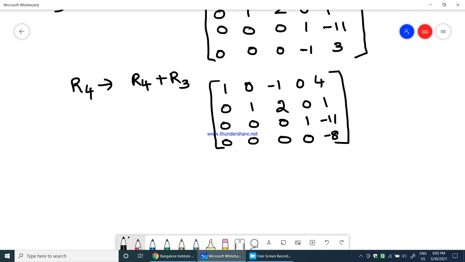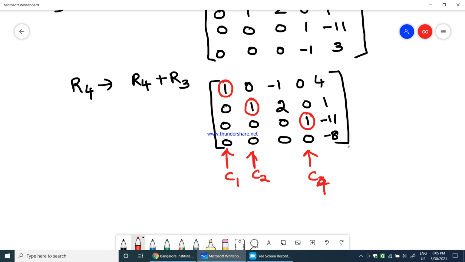So we need to see the pivot elements here. Pivot elements: this is 1, this is 1 and this is 1. So what are the three columns? This is C1, C2 and C4. These are the three columns which will span. Sorry, these are the positions of the columns where it will span.